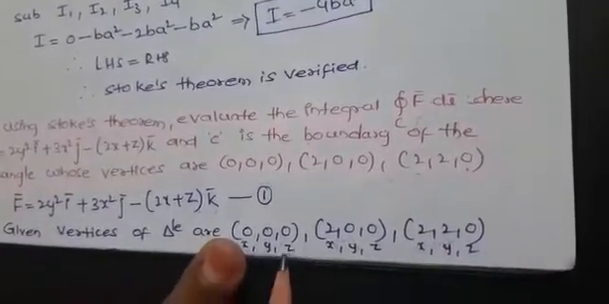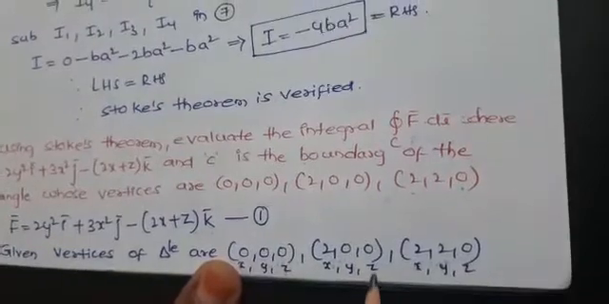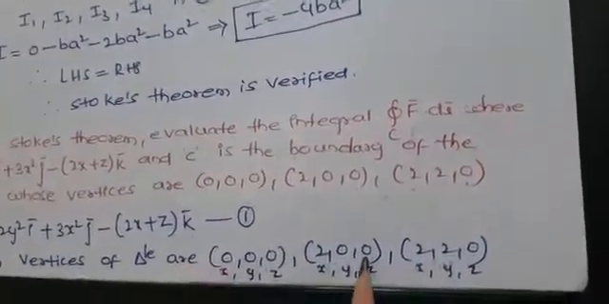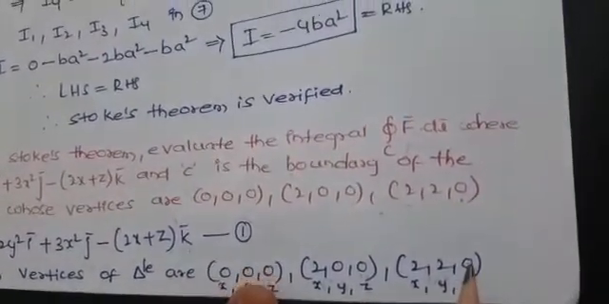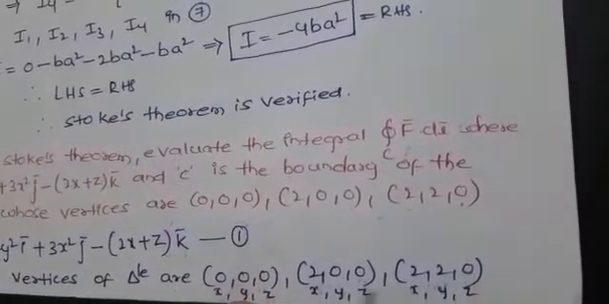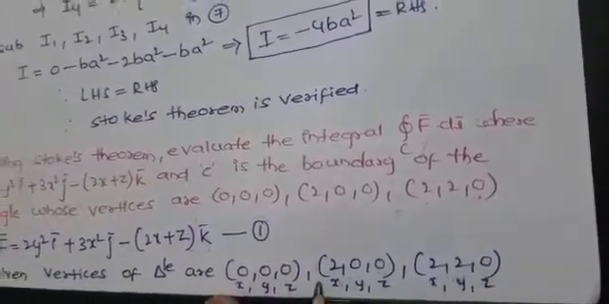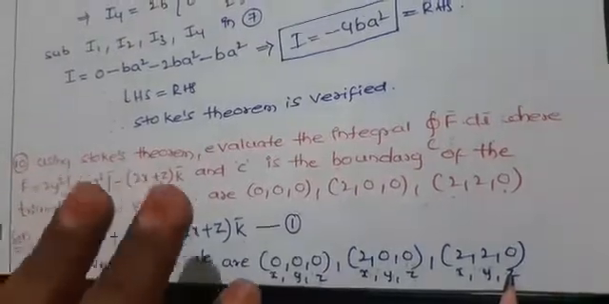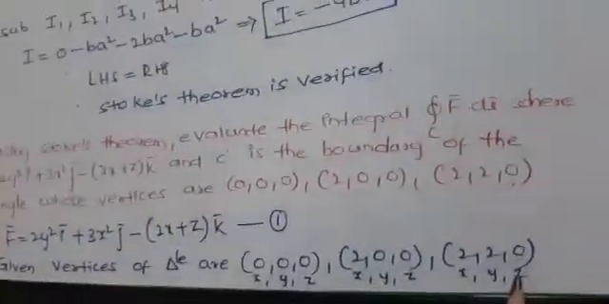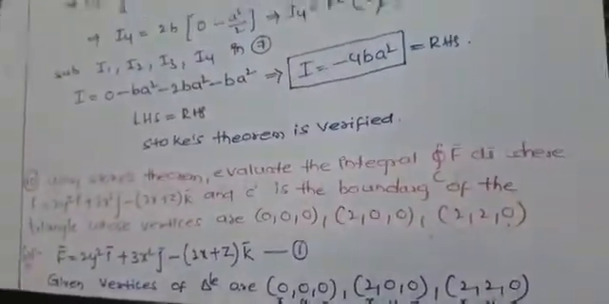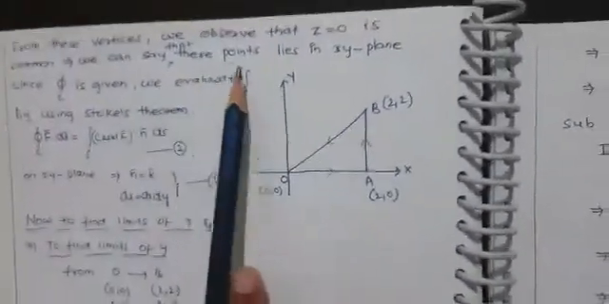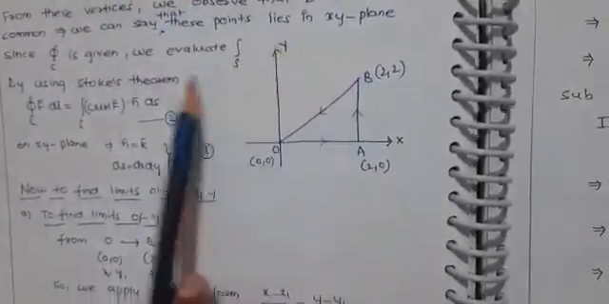Coming to the z value, in the first point z is equal to 0. Moving to the second point, z is equal to 0. In the third point also we are getting z equal to 0. This means in all three points we are getting z equal to 0, which is common. You can say that when z is equal to 0 in all the points, the question will be converted in the form of the xy plane. That is what we have written here. From these vertices we observe that z equal to 0 is common, so we can say that these points lie in the xy plane.